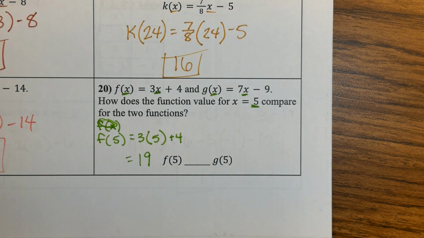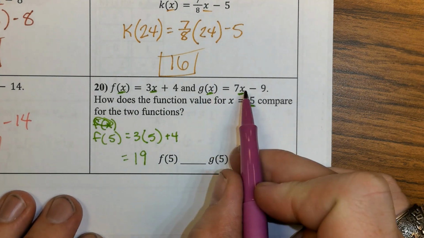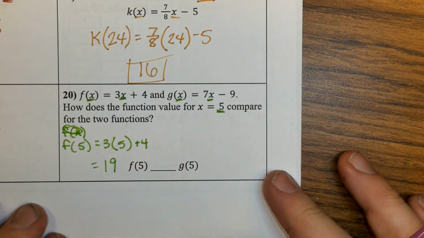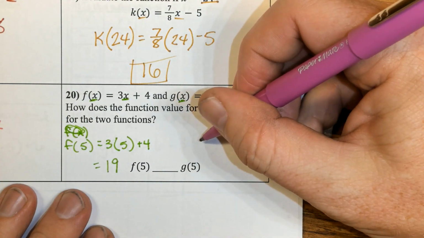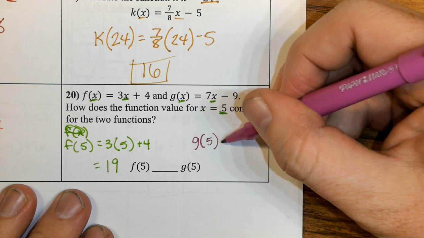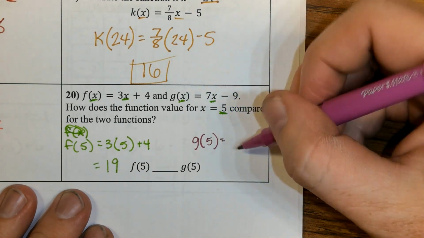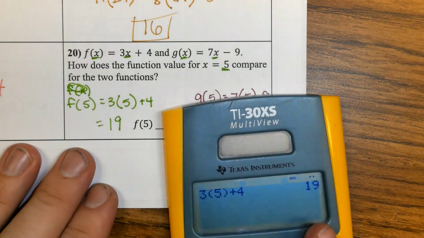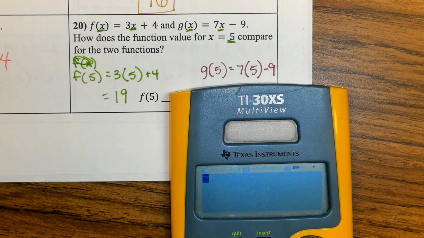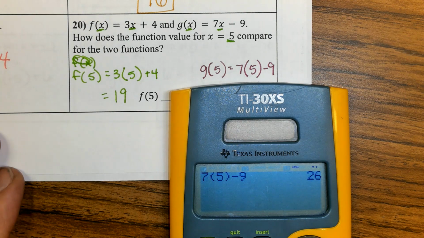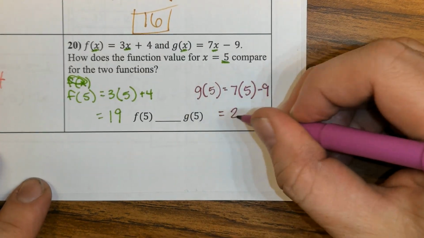Now I'm going to change colors just to show you what I'm doing on the right. So now I did f, now I want to do g. Okay, and I want to make sure I use the g equation. Don't use the f twice, then it's always equal, and that's not going to be right. Okay, so g of x, or I do g of, remember, wherever I see x, I put my number, 5 equals 7x, or 7 parentheses 5 minus 9. Okay, so I'm going to type that in. I have 7 parentheses 5 minus 9 is 26. So this one equals 26.